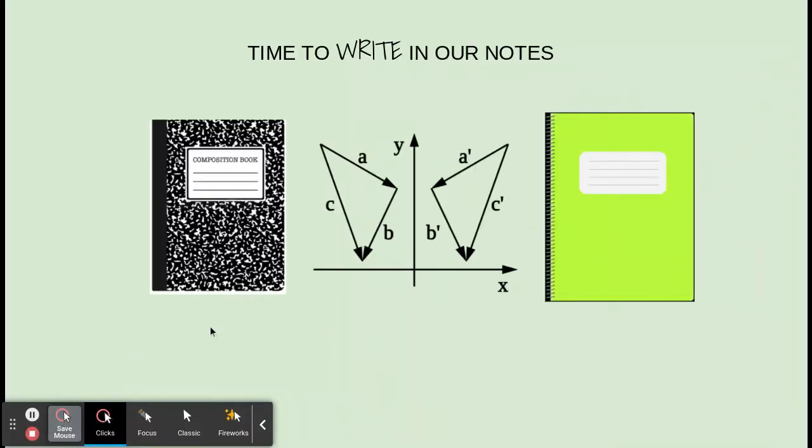Okay, time for you to write in your notes. There's just a few fill in the blanks about the definition of a reflection.